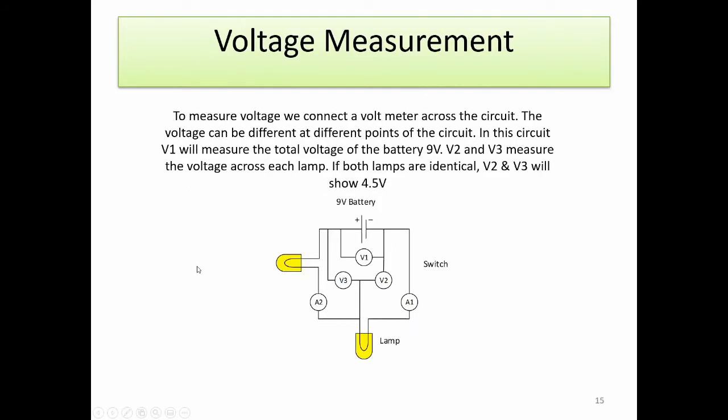Voltage measurement. To measure voltage, we connect a voltmeter across the circuit. The voltage can be different at different points of the circuit. So in this circuit here, V1 will measure the voltage across the battery, which is 9 volts in this case. V2 and V3 will measure the voltage across each lamp. And again, if both lamps are identical, then V2 and V3 will be the same and will be 4.5 volts.